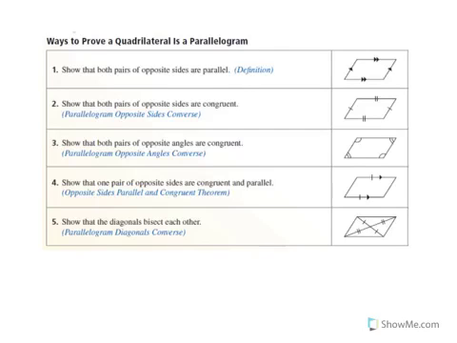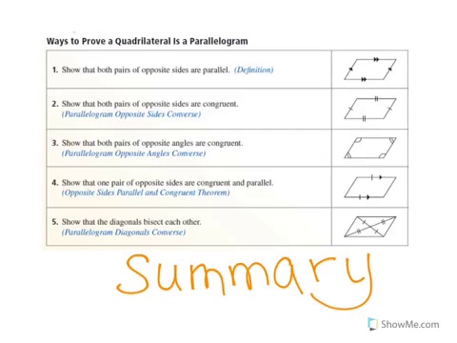Okay, we've talked about quite a few things that would help us prove a quadrilateral is a parallelogram. So this page right here is pretty important because it's the summary of all this stuff. It's where we have all the theorems together for the ways to prove that a quadrilateral is a parallelogram. So we've got from definition, show that both pairs of opposite sides are parallel. We've got show that both pairs of opposite sides are congruent. We've got show that both pairs of opposite angles are congruent. Show that one pair of opposite sides are congruent and parallel. And then the 5th, show that the diagonals bisect each other. So we have these 5 ways on this summary sheet to prove that a quadrilateral is a parallelogram.